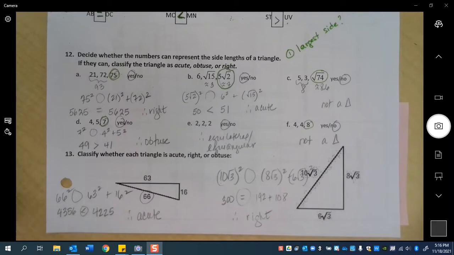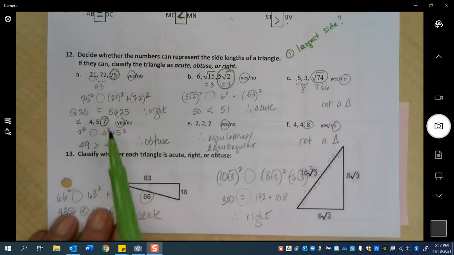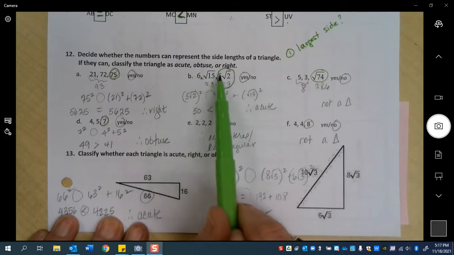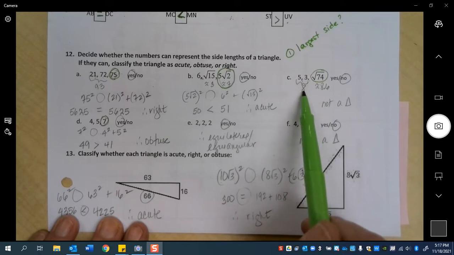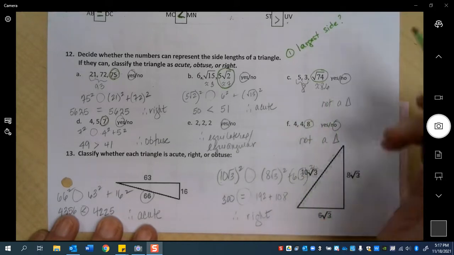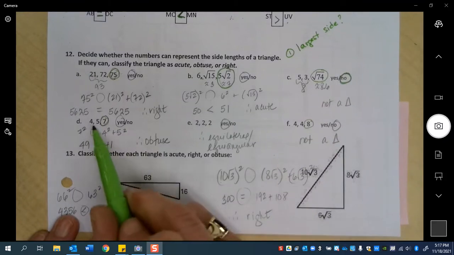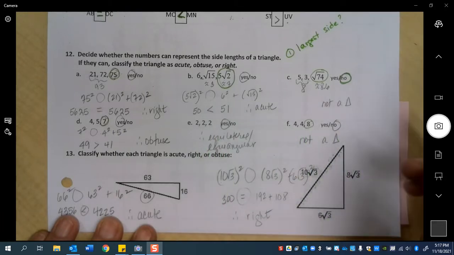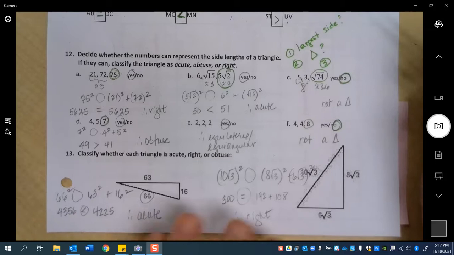My first step is to see if it's a triangle. So if the sum of the smaller two sides is bigger than the larger side, then you're good. Here you're good. Uh-oh, no you're not. 5 plus 3 is 8, and the square root of 74 is about 8.6, so guess what? No, this is not a triangle. 4 plus 5 is bigger than 7. Here we have 2 plus 2 is bigger than 2, and 4 plus 4 is equal to 8, so that's a no.